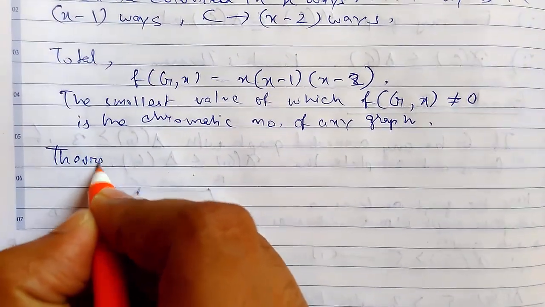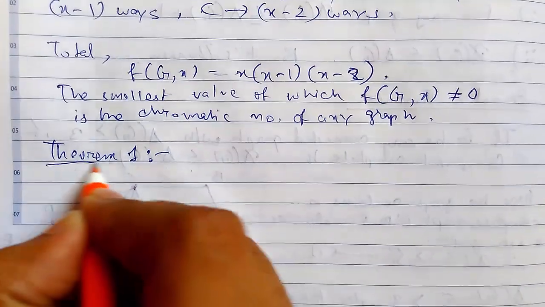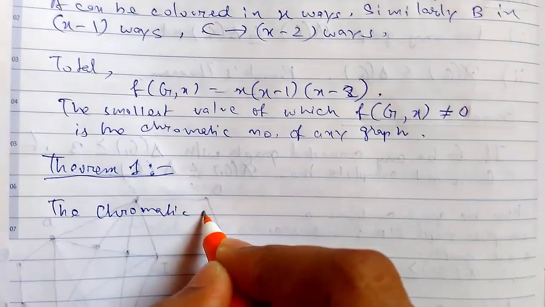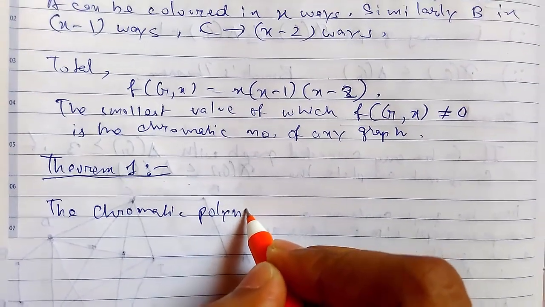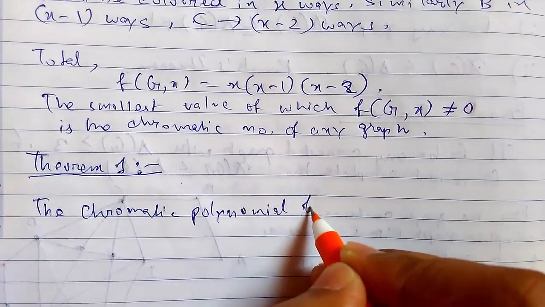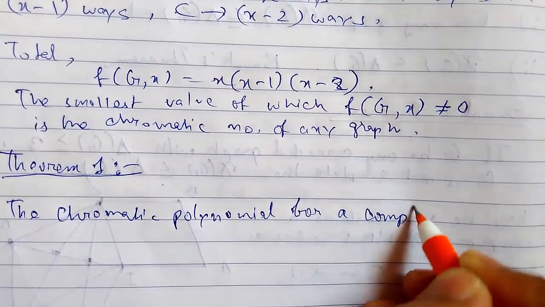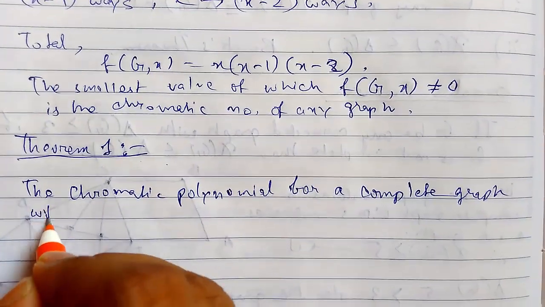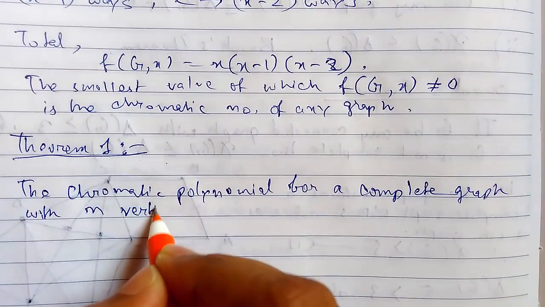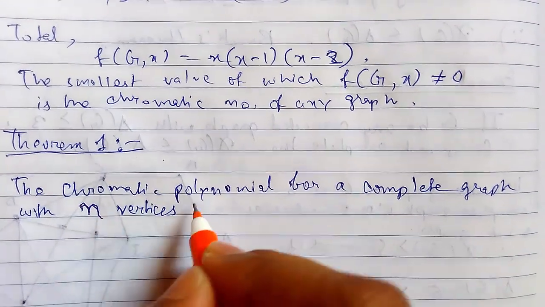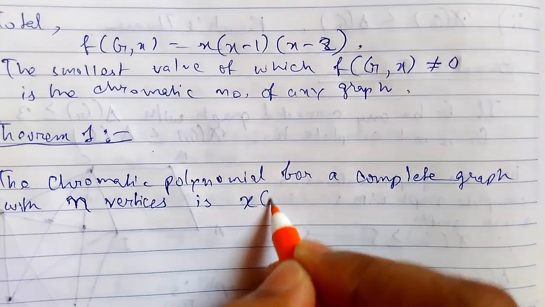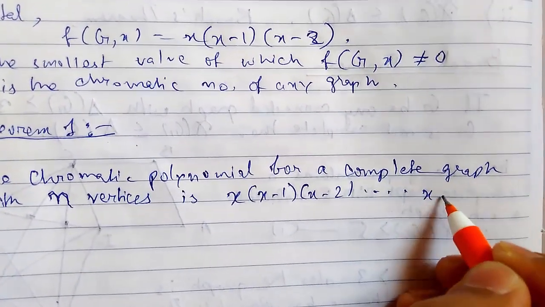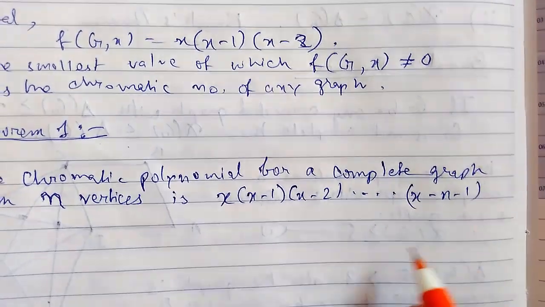Theorem 1 is the chromatic polynomial for a complete graph with n vertices. This is x into x minus 1, into x minus 2, and so on, up to x minus n minus 1.